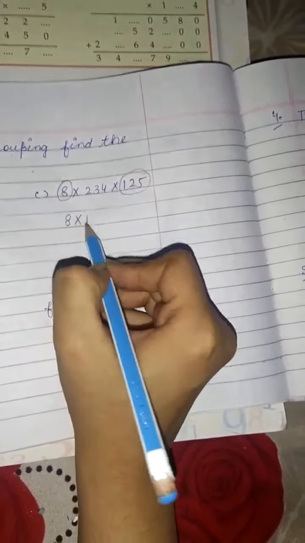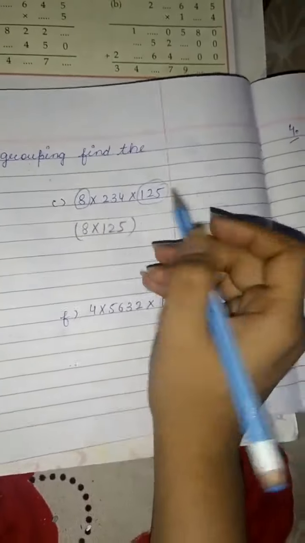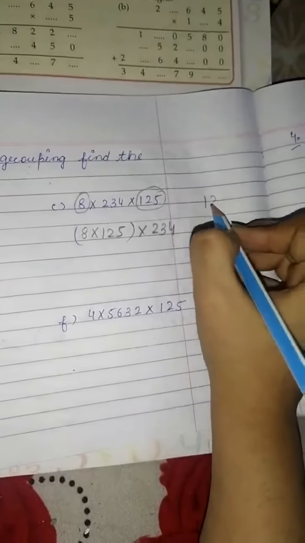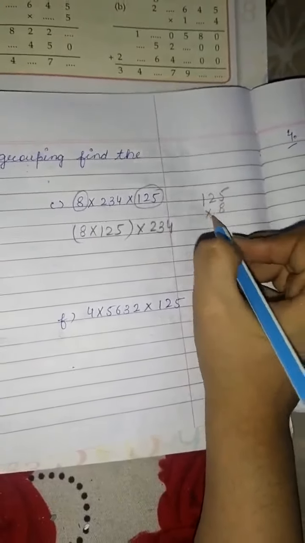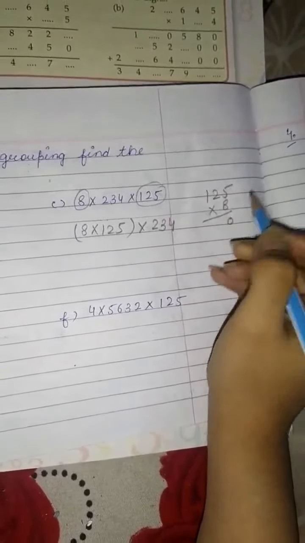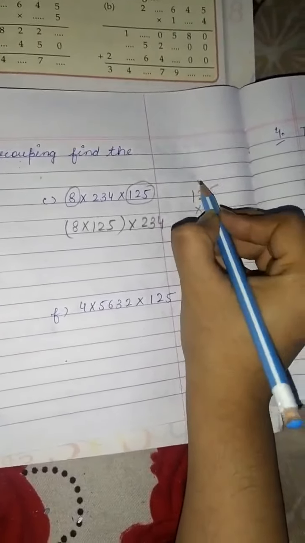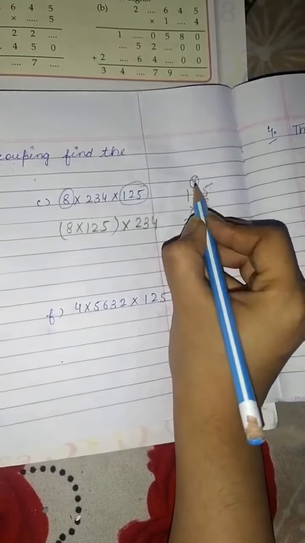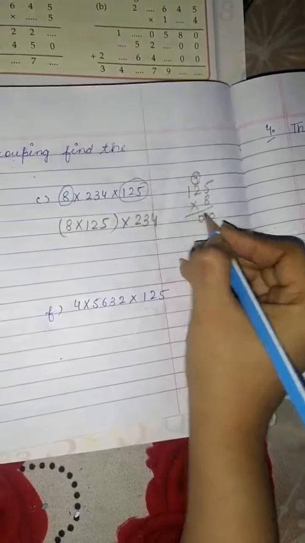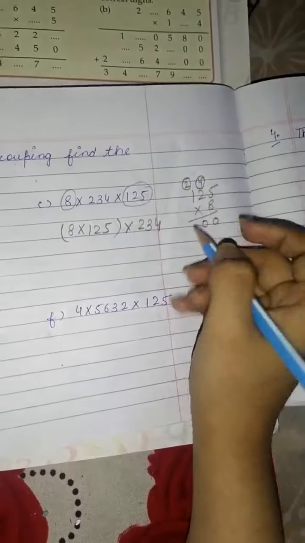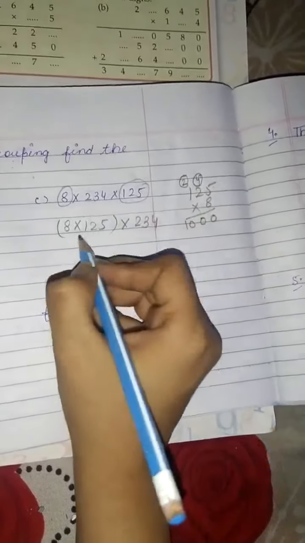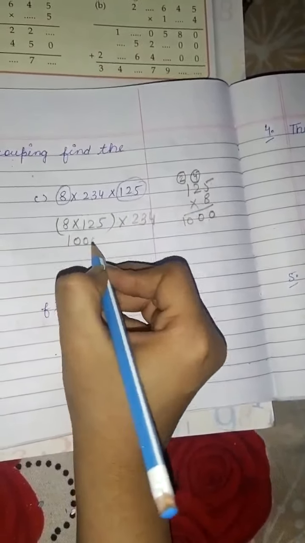Now C part, take first number and last number. 8 multiply 125. Write down brackets, multiply, write down 234. Now do multiplication of 125 by 8. 8 5s are 40. Write down 0 and 4 carry goes to tens place. 8 2s are 16. 16 and 4 20. Write down 0. 2 carry goes to 100 place. 8 1s are 8. 8 and 2 10. Answer comes out to be 1000.